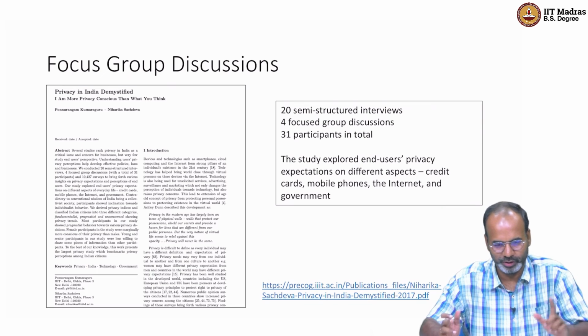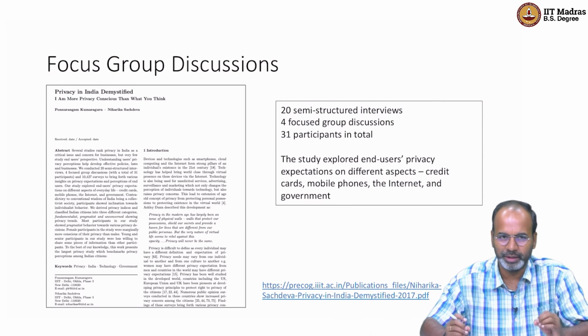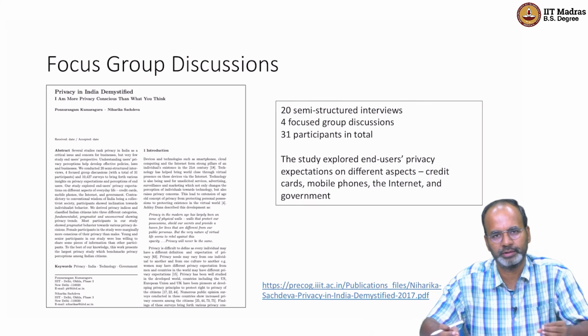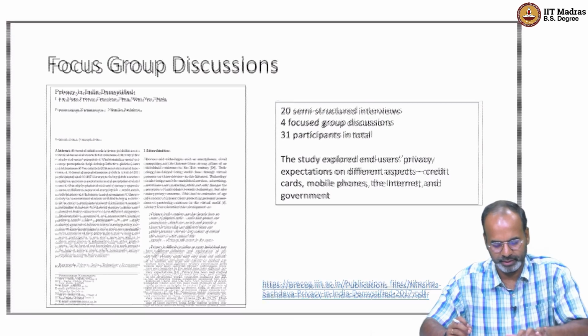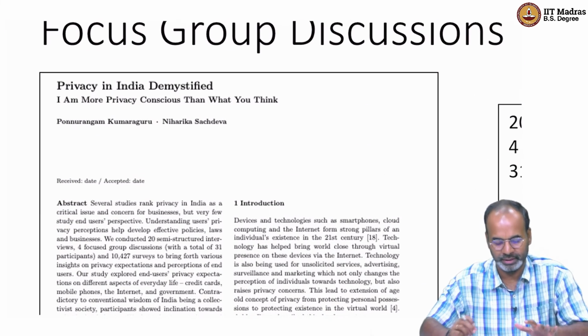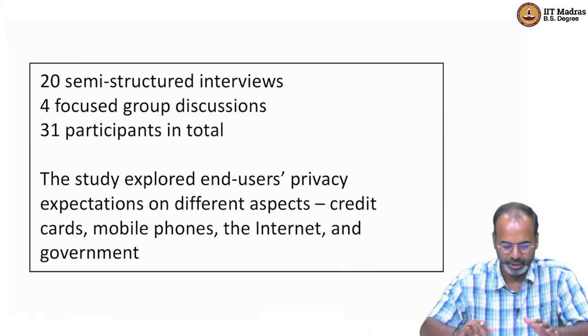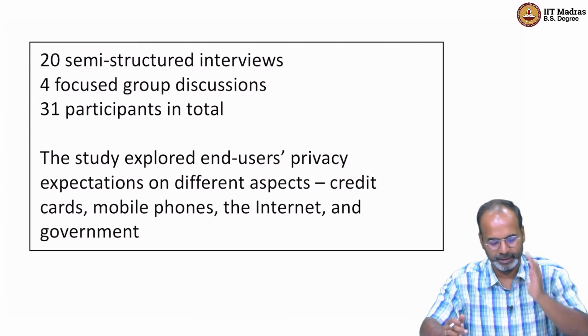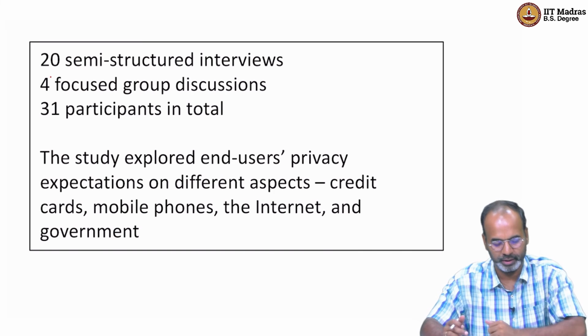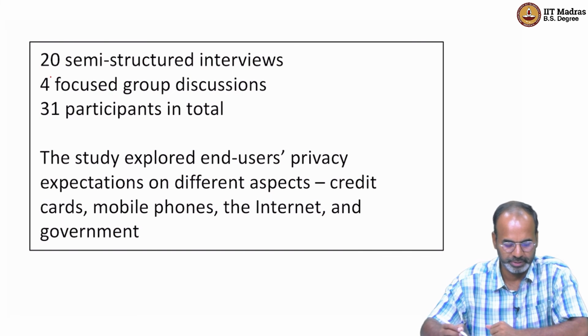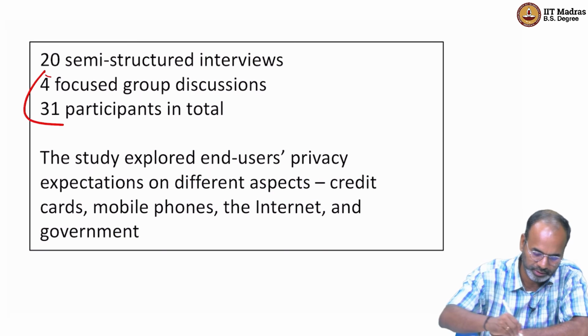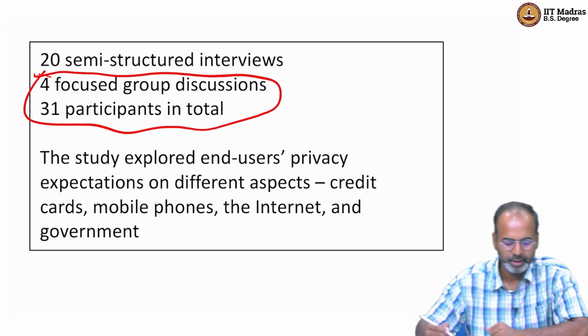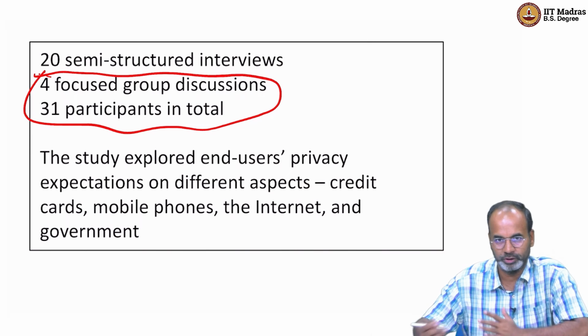Right? So now we saw interviews, now we saw surveys. We're going to look at focus group discussion. Focus group discussion is an interesting method, not a very common method used in computer science research. In this case, it is done to study privacy perceptions in India: 20 semi-structured interviews, 4 focus group discussions, and 31 participants in total. Right, so we are more interested in this part: 4 focus group discussions, 31 participants.